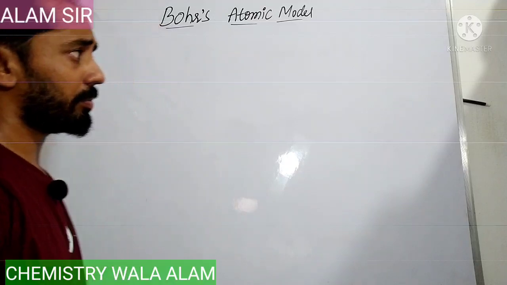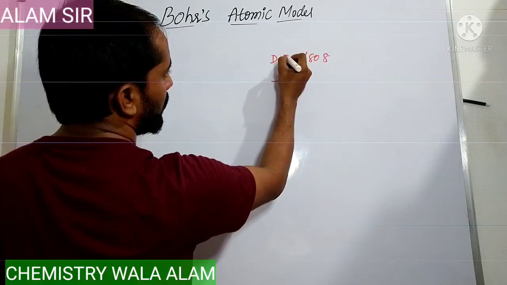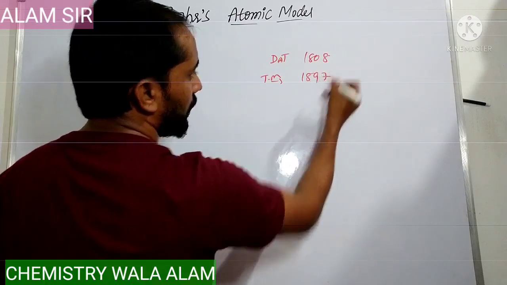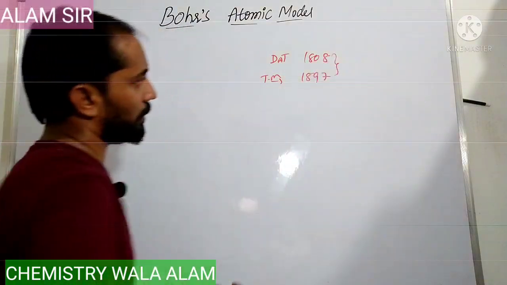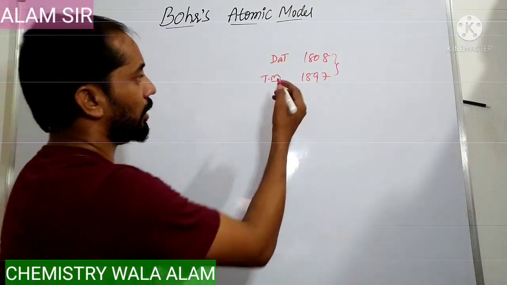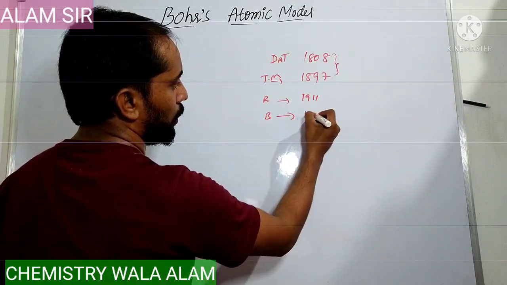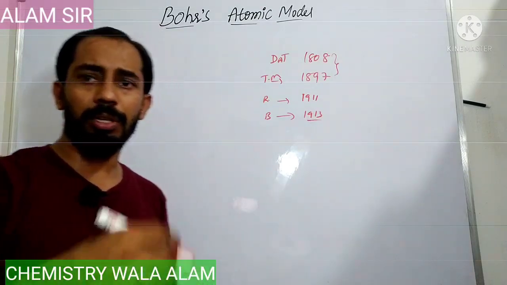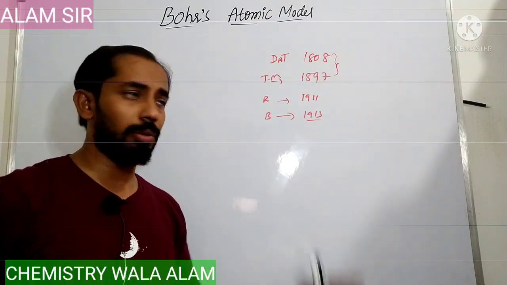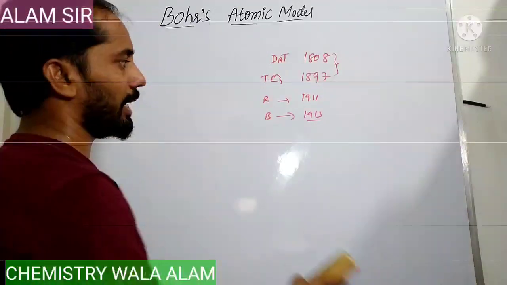Observe that Dalton's atomic theory was given in 1808, and the Thomson model in 1897. See how much duration that is; approximately 90 years were taken to explain the structure of the atom. Then Rutherford's model in 1911, Bohr's model in 1913, and even the quantum mechanical model. These took much more time to explain the structure of the atom. Even the quantum mechanical model gives more information than Bohr's model. So the credit does not go to anyone alone.